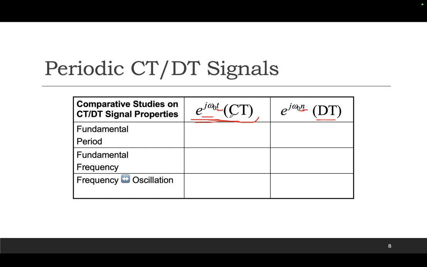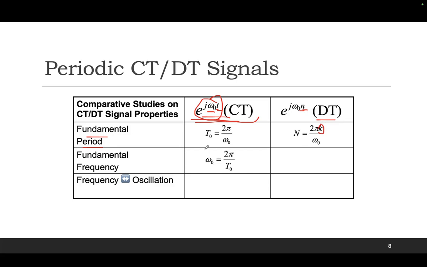And for the CT signal, do you remember what the fundamental period is? Since we have this signal, am I right? What is omega naught? We know it is the fundamental frequency, am I right? And the fundamental period should be 2 pi over omega naught, am I right? That makes sense to you? And for the DT signal, it is 2 pi k divided by omega naught, and it should have this k. That makes sense to you.